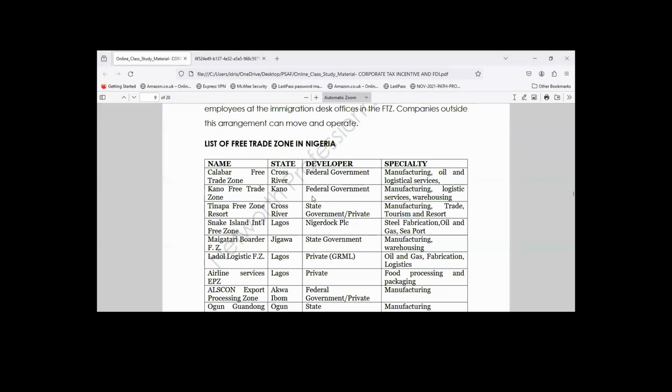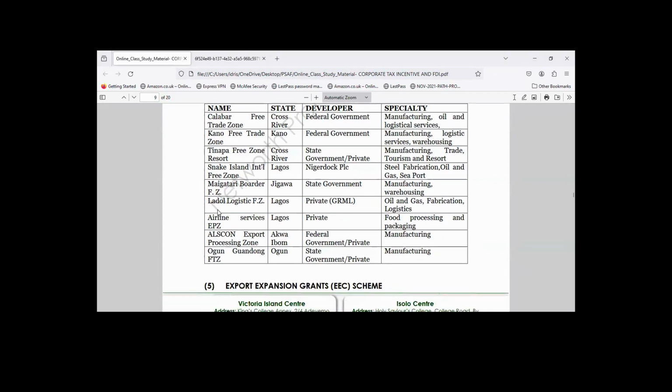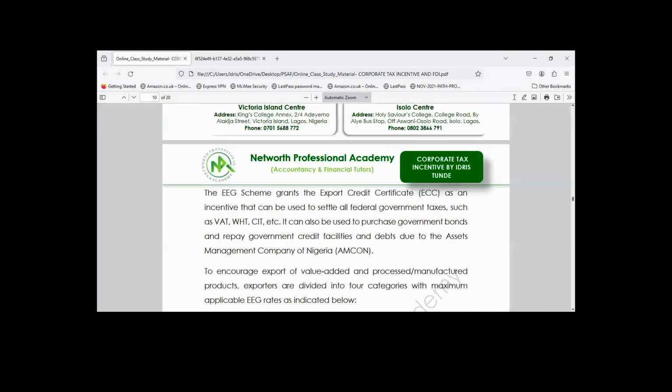We have the Kano Free Trade Zone too. It's owned by the federal government. We have another one called Ascon Export Processing Zone, Akwa Ibom. So they normally manufacture goods. Apart from the ones owned by the federal government, some states too have their own export processing zone, while private investors too have their own export processing zone. So those are the list of export processing zones that we have in Nigeria.